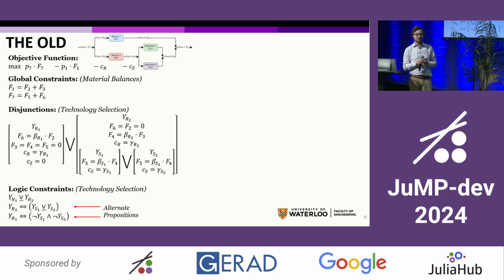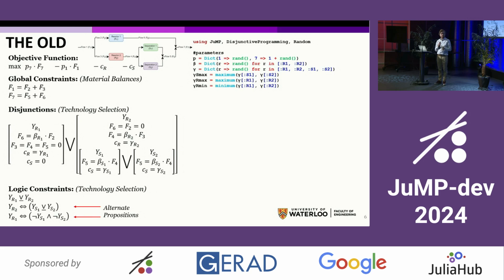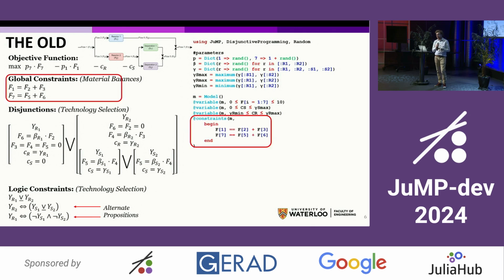Okay, this is just an old slide I stole from Hector. This is showing a chemical engineering technology selection problem where we have nested disjunctions. That's kind of Hector's thing. I won't go into too many details on that, but this is the old syntax. Here we get in some data. Then he declared his JuMP model with some variables, just variables for now. And he added in some global constraints. These have nothing to do with disjunctive programming, just constraints of our problem.